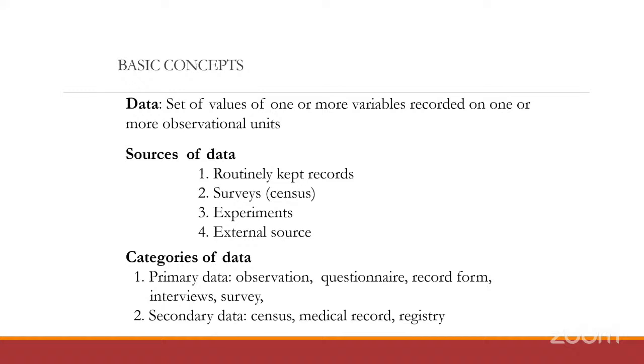Suppose we are using census data, that is secondary data for me. If I am doing a study myself in a hospital, a clinical setup or in the field, that is primary data. Suppose my friend is doing a survey and I am using his data, that is secondary data for me, but primary data for my friend. So we have to get an idea of what kind of data we are going to use. Next slide.